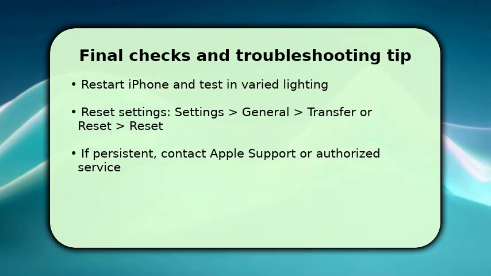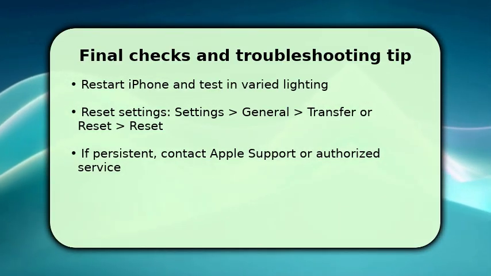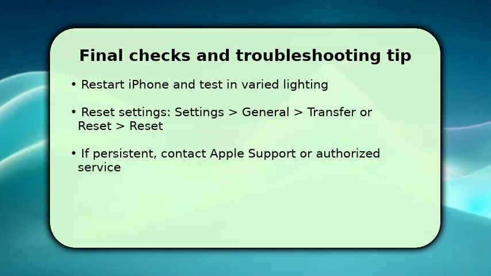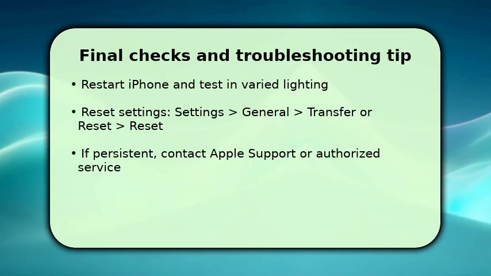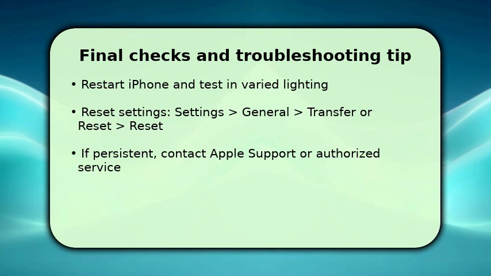Troubleshooting tip. If brightness still jumps, a failing ambient light sensor or software bug may be the cause. Contact Apple support or an authorized service provider. They can run diagnostics and replace the sensor if necessary.